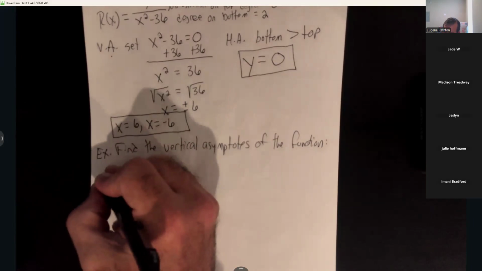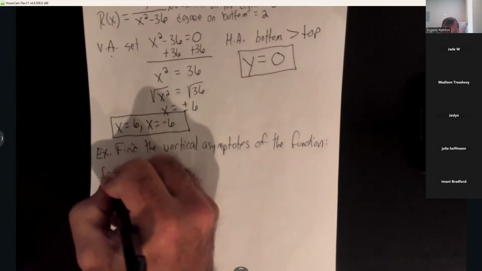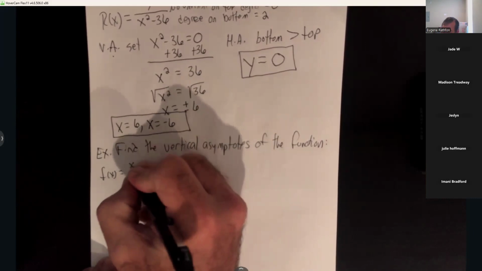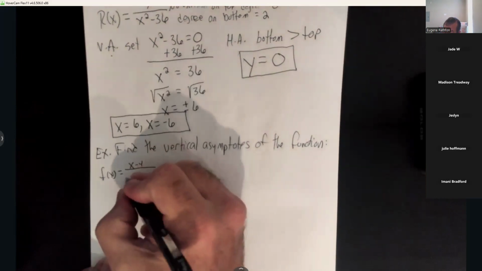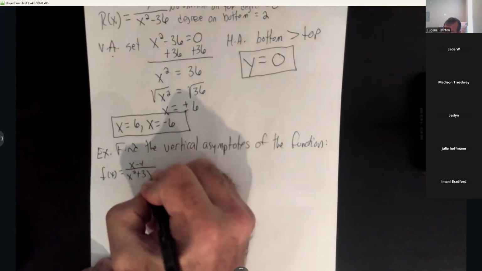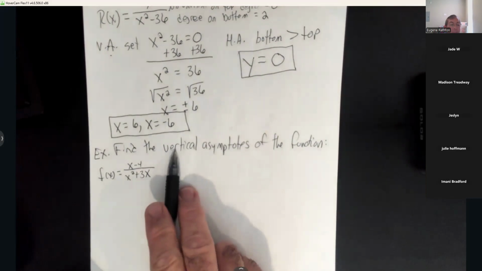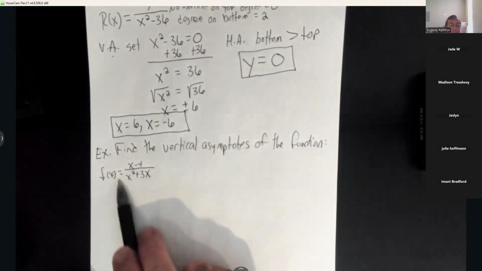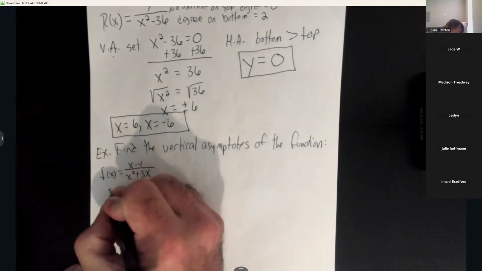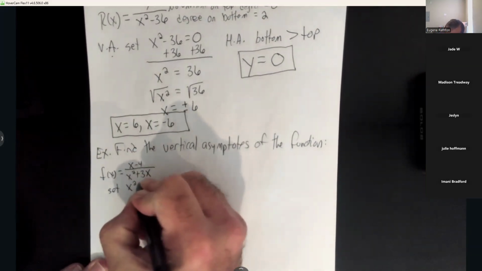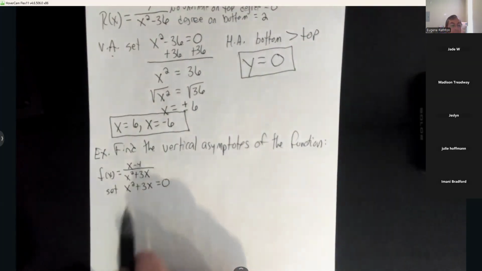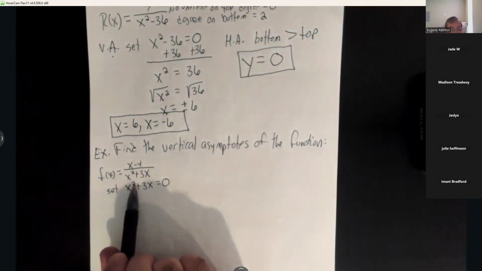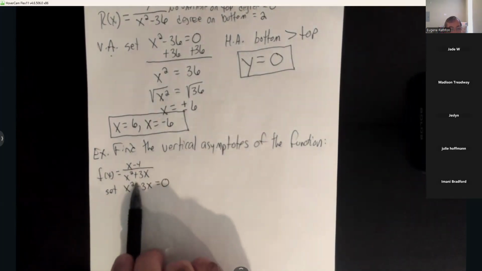All right, also for this one, I'm going to do f of x equals x minus 4 over x squared plus 3x. So vertical asymptotes, I'm only looking at the bottom. The bottom cannot equal 0. So what I'm going to do is set x squared plus 3x equal to 0. So if I solve this, it'll give me the two numbers that are going to become my asymptotes, okay?